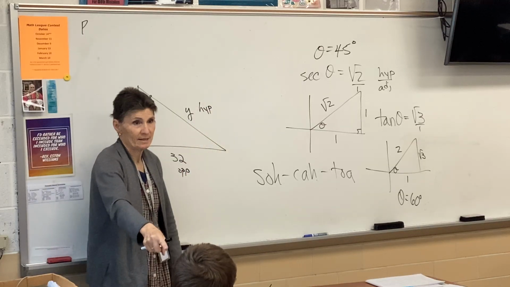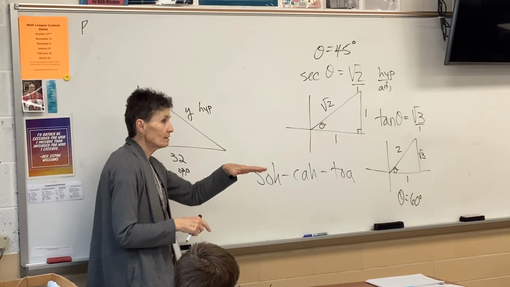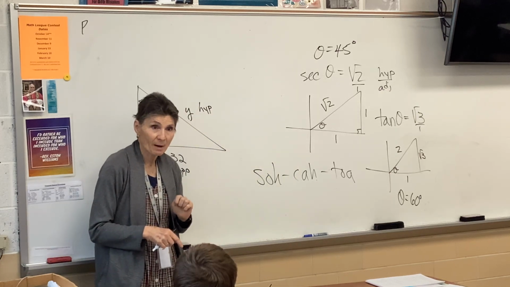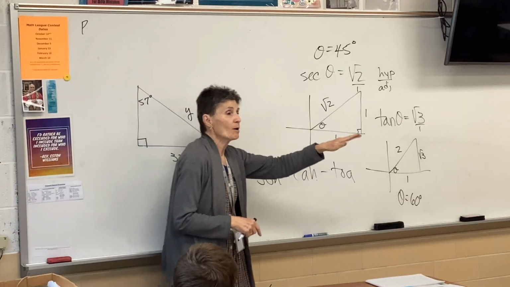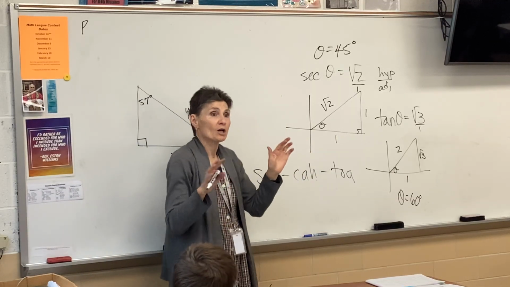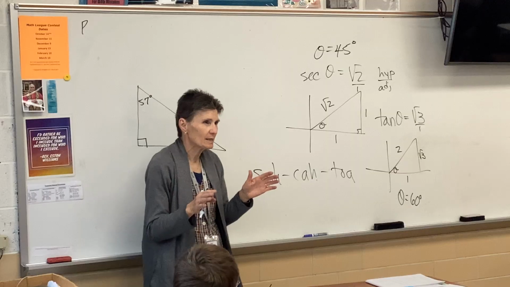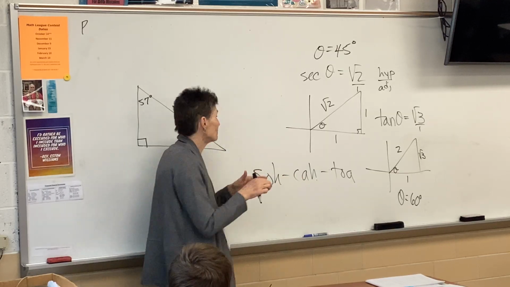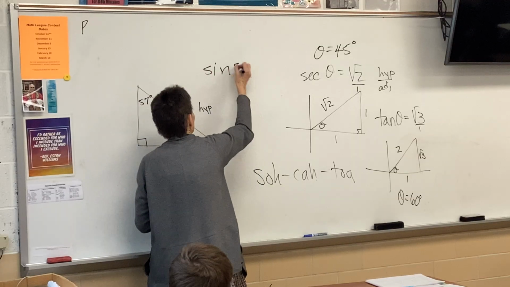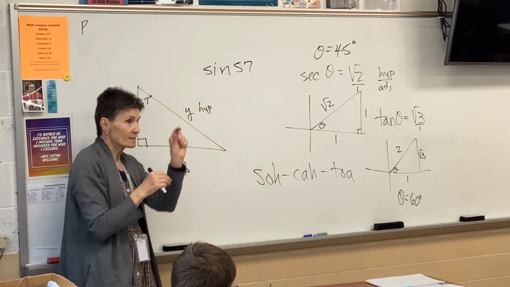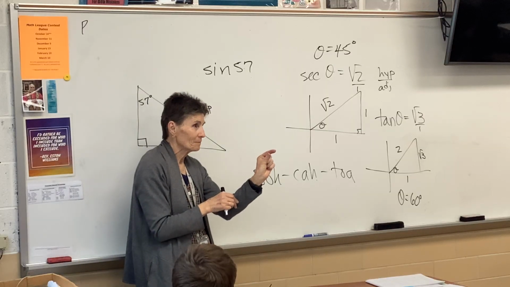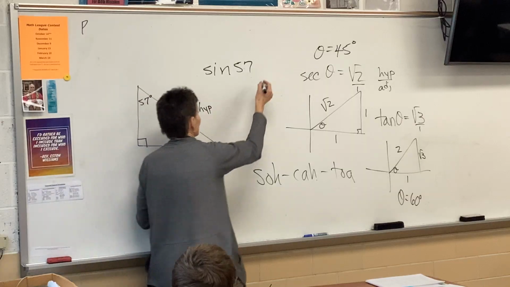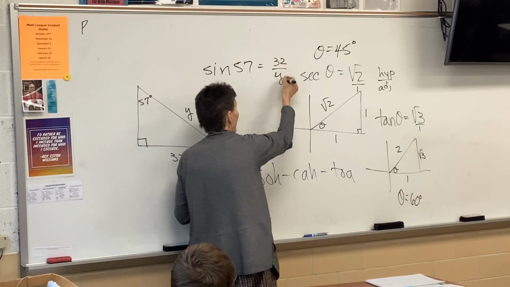So we're doing sine. Why are we doing sine? Because sine is the function that uses opposite and hypotenuse. Now, some smart aleck is gonna say, well, so does cosecant. Yeah, but I don't have a cosecant button, so I'm not gonna do that. I'm gonna do sine, because that's the button I have. So sine 57. Remember, sine must be hooked to an angle. It doesn't mean anything unless it's hooked to an angle. So sine 57 equals 32 over what?